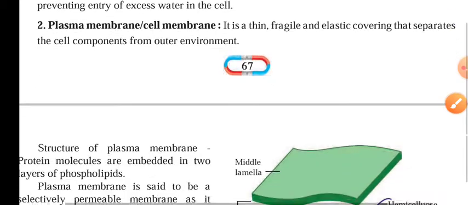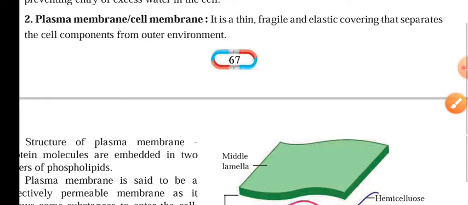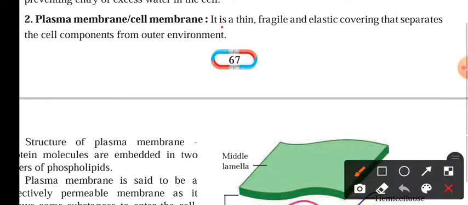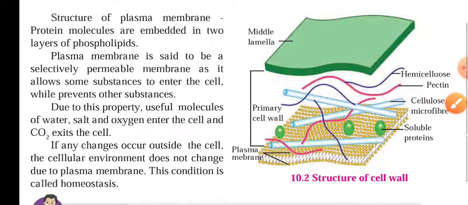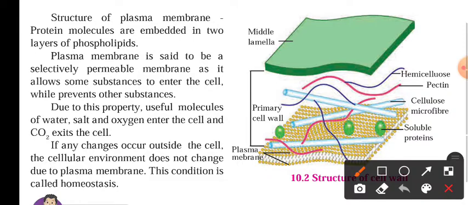The next component we have is the plasma membrane, or the cell membrane. It is a thin, fragile and elastic covering that separates the cell components from the outer environment. Further, the structure of the plasma membrane is shown here. Protein molecules are embedded in two layers of phospholipids.